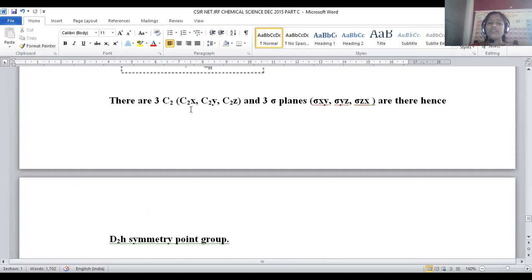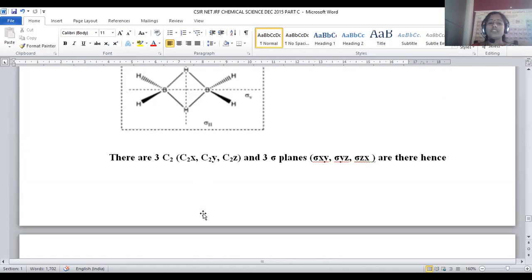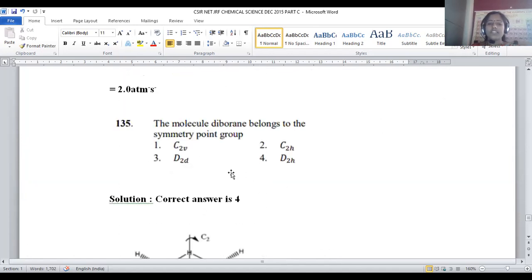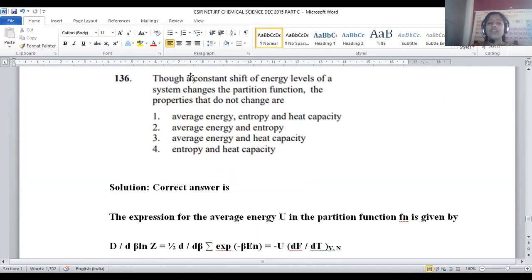The C2 axes are oriented along which axes? C2X, C2Y, C2Z. In three dimensions, they can be inclined, and the sigma vertical, sigma horizontal and sigma diagonal, 3 kinds of planes are also available. Hence, you can assign D2h symmetry for this diborane molecule. D2h symmetry is available in option number 4. For question number 135, option number 4 will be the correct answer. Let us move on to question number 136.